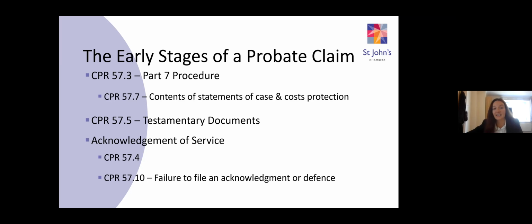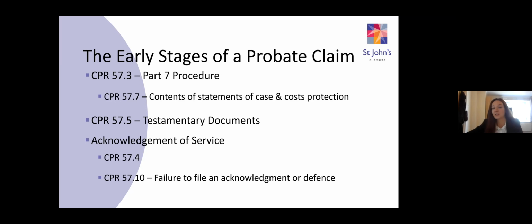Finally, having considered the pre-action issues, I'm briefly going to go through the key points to note about the early stages of probate proceedings. The first is actually a way in which probate proceedings might be familiar. In accordance with Rule 57.3(b) of the Civil Procedure Rules, a probate claim must be commenced using the Part 7 procedure, and therefore particulars of claim will be required.